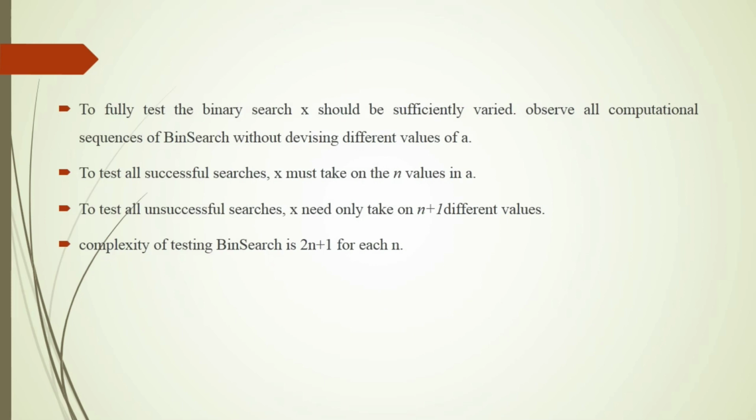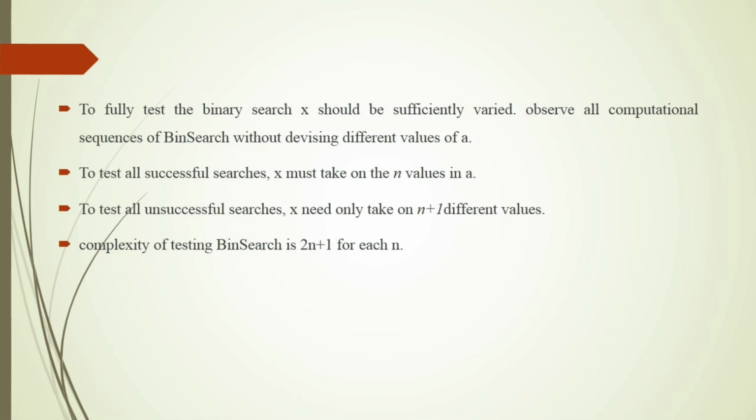For testing the binary search function, we need to try for different values of x. Keep changing the values of x and see how the function responds without changing the input array elements. So for the purpose of testing successful search, that means x should take all the values of all the n elements in the given input array A. So that is n. For testing unsuccessful searches, we should try for x with n plus 1 different values.